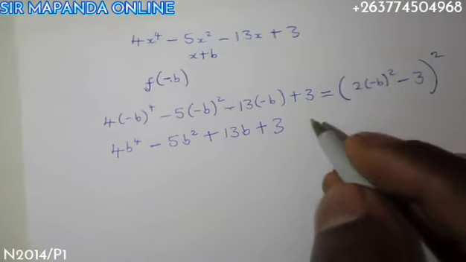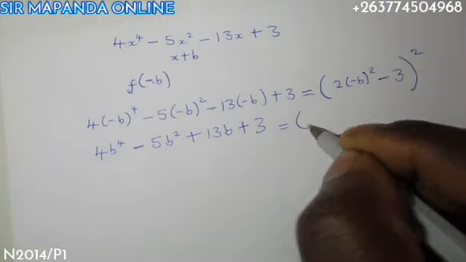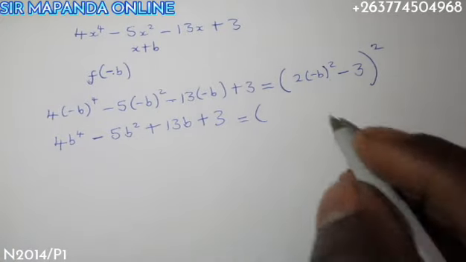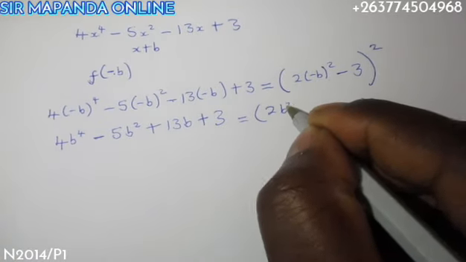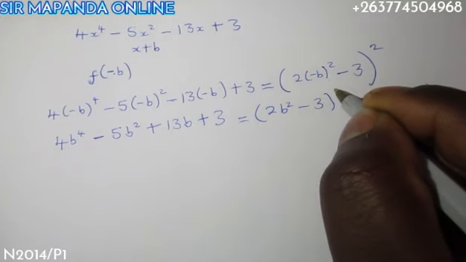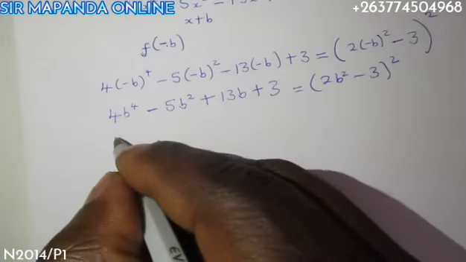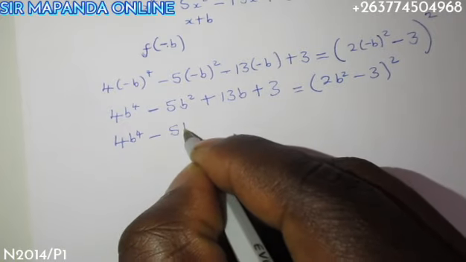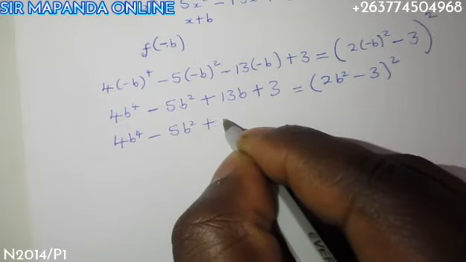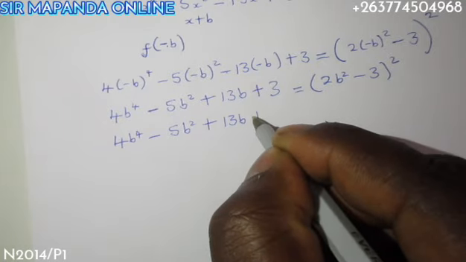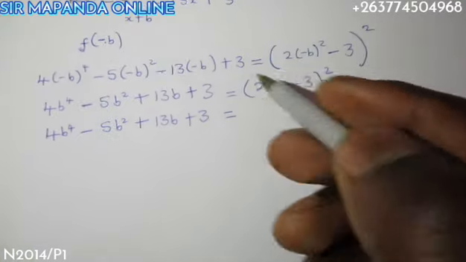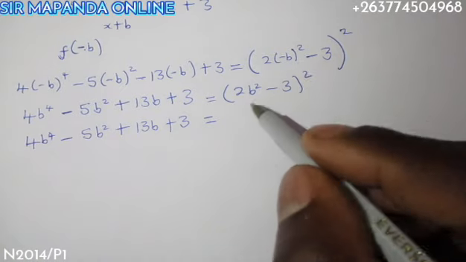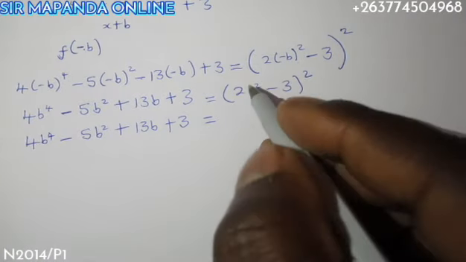Right, then we move on to the right side. Let us first simplify the inner terms. This is (2b² − 3)², so you have 4b⁴ − 5b² + 13b + 3 equals. So the first term is going to be found by raising it with power 2.